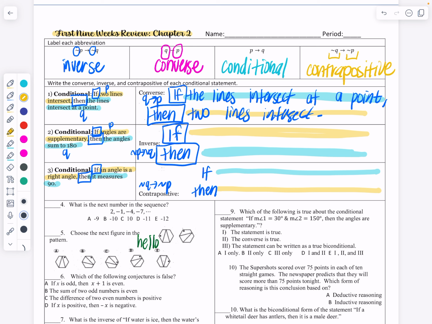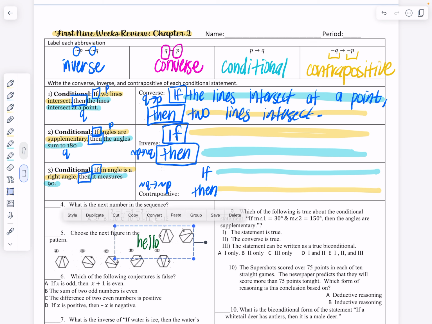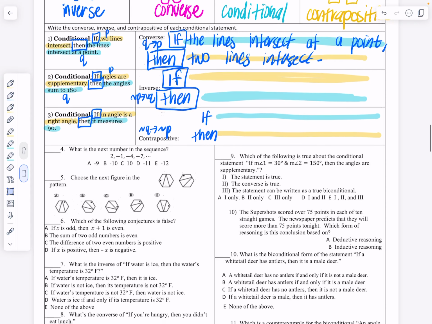Okay? This was me testing my pen. I don't know why it's going so slow, so sorry for the lag, y'all. All right, so I will go back and write that on the answer key, and that way you don't have to sit here and watch me do this.